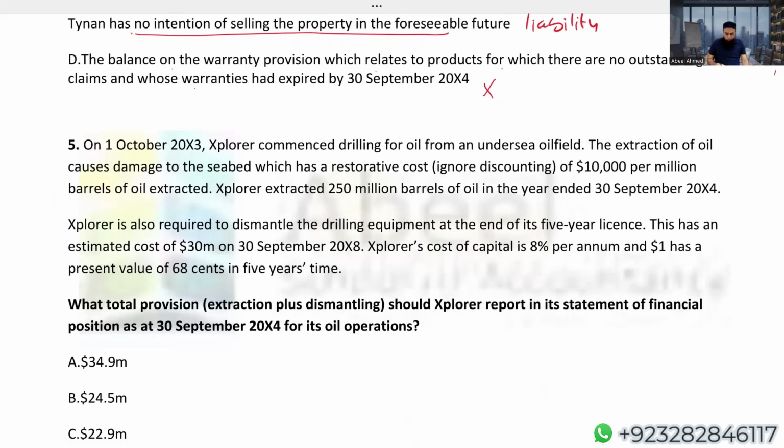Look at the question nicely. Requirement: what total provision? They're not asking for provision, they're asking for total provision: extraction plus dismantling. Now stop.